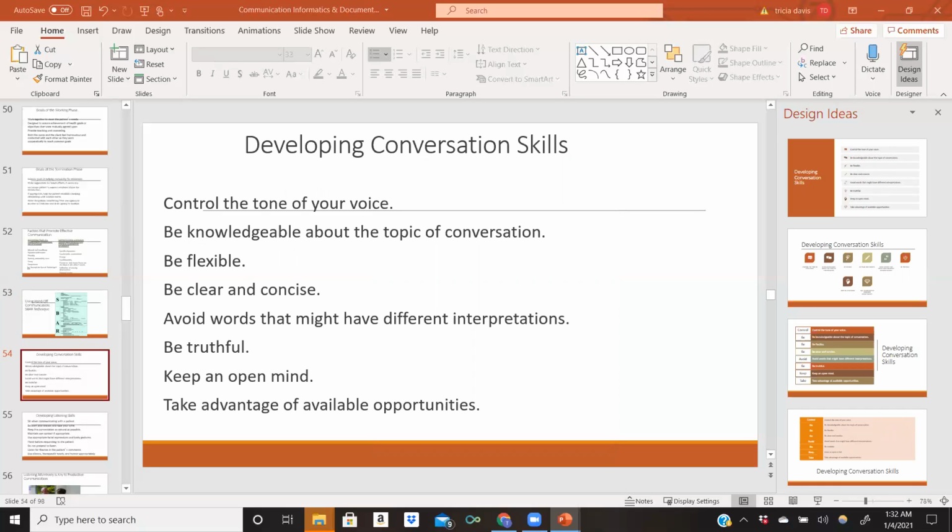So, developing good conversation skills. You want to make sure you control the tone of your voice, that you're conveying exactly what you mean to say and not a hidden message. Your tone should always indicate interest rather than boredom, patience rather than anger, acceptance rather than hostility, and so forth.